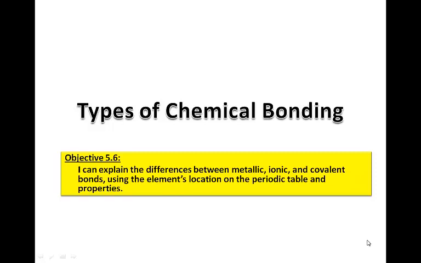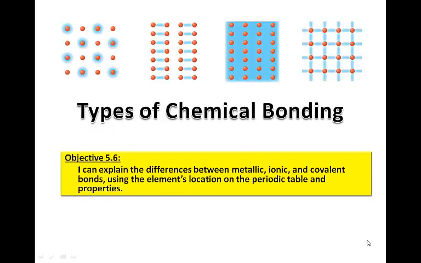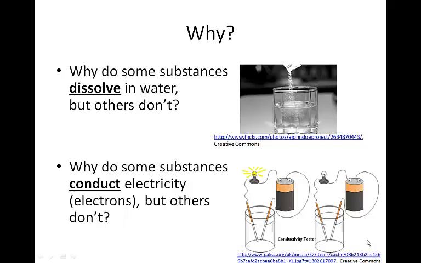In this lesson, you will learn to examine the differences between metallic, ionic, and covalent bonds using the element's location on the periodic table and properties. This is objective 5.6. We're going to be looking at 4 different models for bonding today, their properties, and what determines the kind of bonding that's occurring.